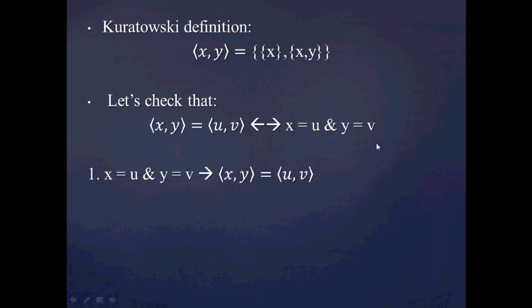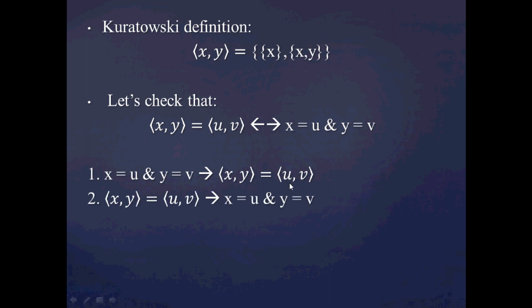So just like what we're familiar with the logical statement if and only if, we need to check the left to right hand side statement and also the right to left hand side statement. So we have two statements to prove. First, that x is equal to u and y is equal to v implies that this ordered pair xy is equal to the ordered pair uv.